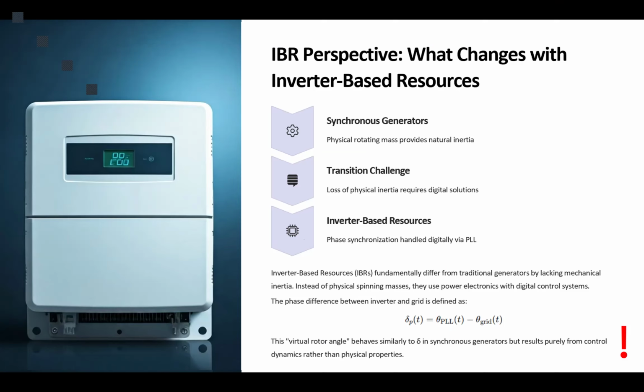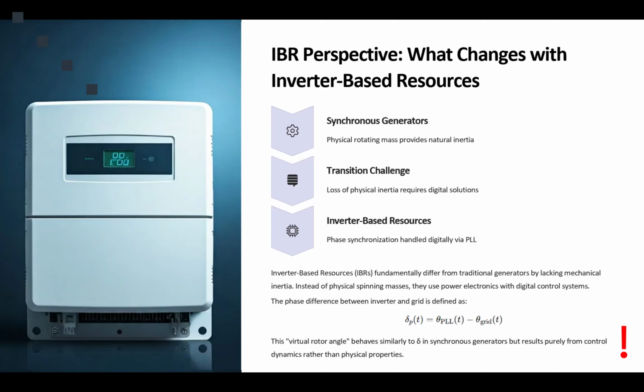Okay, as we mentioned before, in a synchronous generator or different traditional, generally rotary machine resources, we have a physical rotating mass, which means we have a physical inertia. We have a natural inertia in our system. The transition challenge is the loss, from the IBR compared to the rotary machines, of this physical inertia.